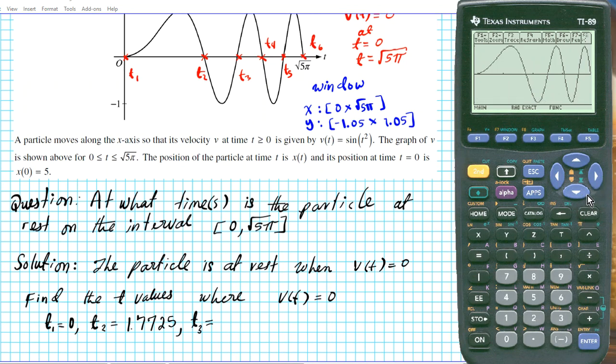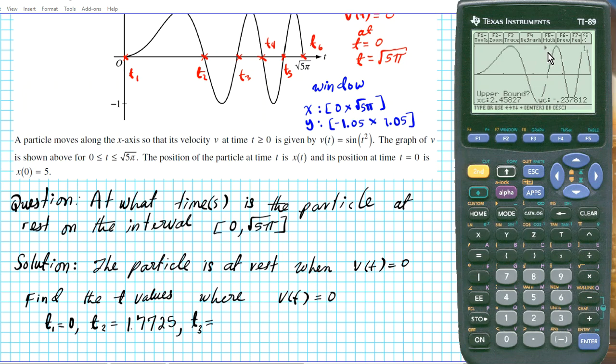Let me clear my window. Now we're going to press F5. What are we looking for? 0. Now we're looking for the value of the 0 right here. Okay, so the lower bound is a point to the left of the desired 0, or a point smaller. Okay, so just go slightly to the left. Don't go way over here because you're going to confuse it. Just go slightly to the left, press enter.